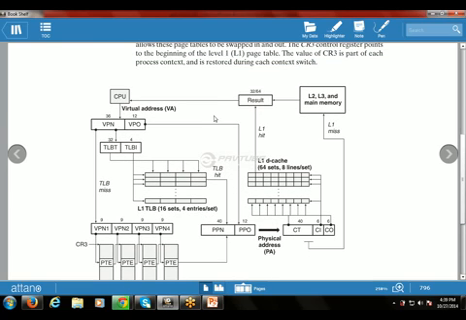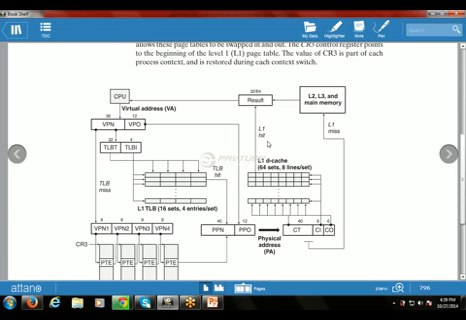One is your CPU, one is your virtual address, that is the VA. Then there is L2, L3 and the main memory. There is a VPN, that is your virtual page number, and the virtual page offset. There is a TLBT, there is a TLBI. And these are the two, the PPO and the PPN variables.